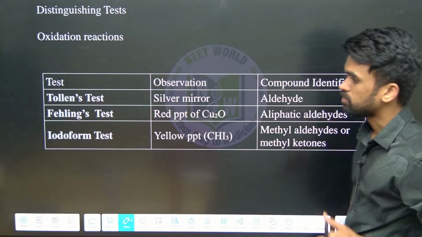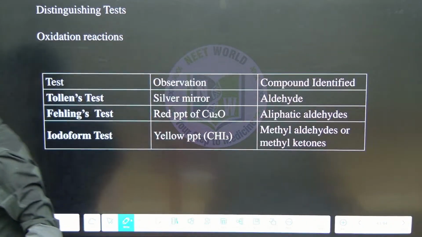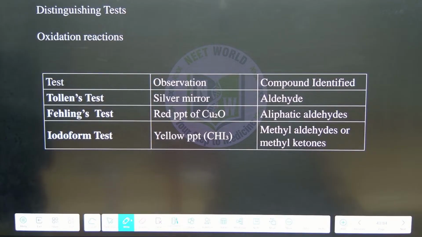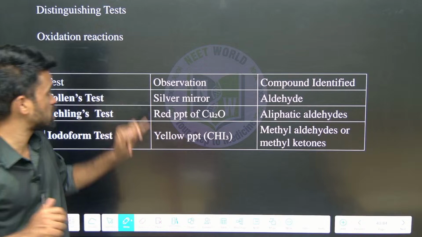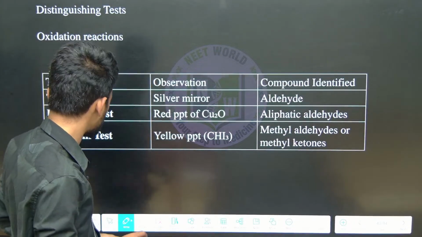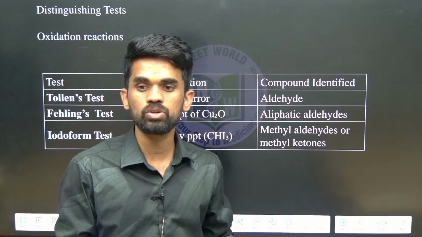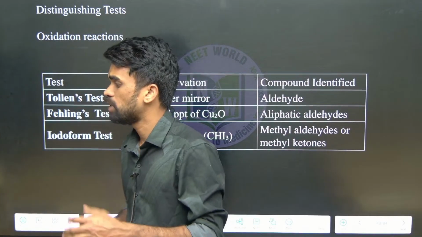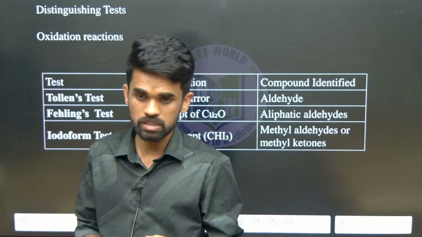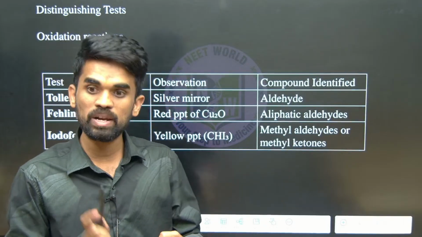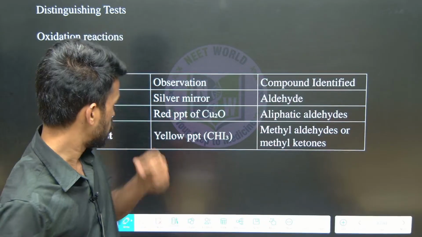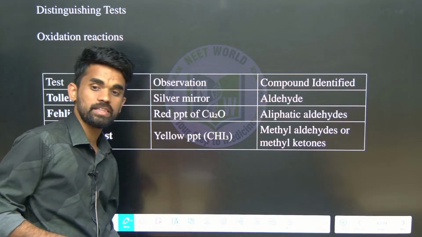The next thing we need to discuss is Tollens, Fehling's reagent and iodoform reactions. We will do that in the upcoming session. Till now we have completed oxidation reactions, a few more remain, and nucleophilic addition reactions are done. The remaining things we will discuss in the upcoming session.